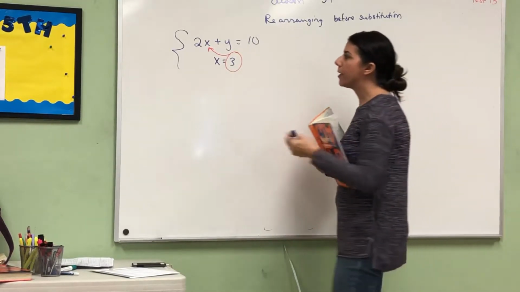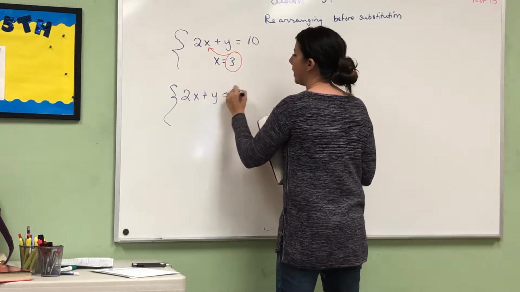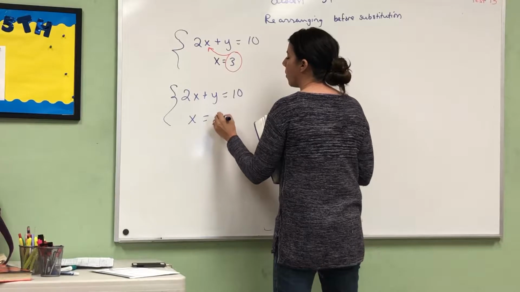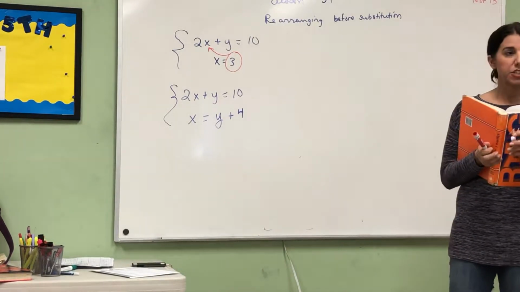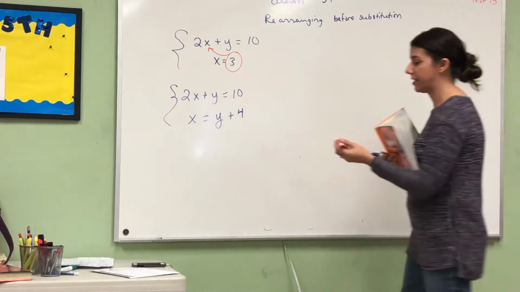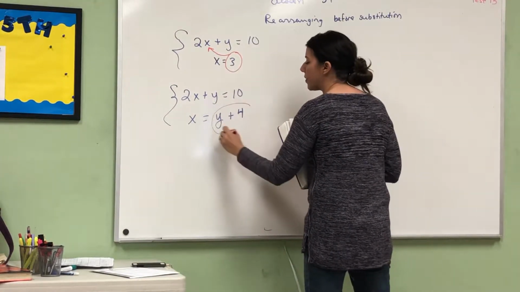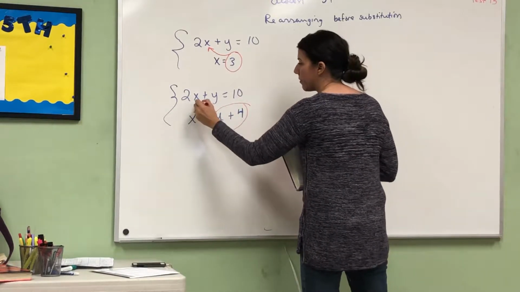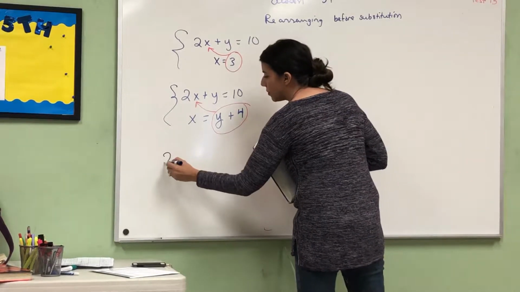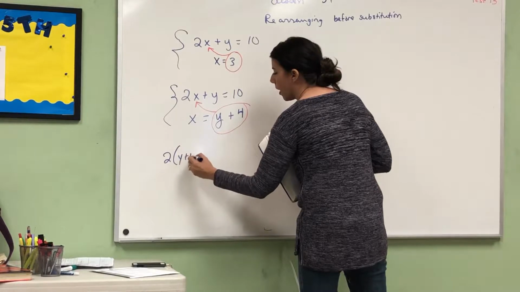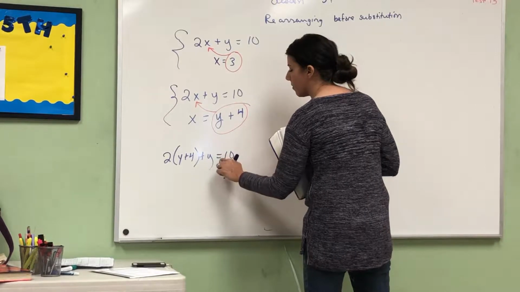No problem. What if I had 2x plus y equals 10, and x equals y plus 4? Still plug it in. I'm still going to substitute, but instead of just plugging in a 3, it gets a little more complicated. I'm going to put this whole expression, y plus 4, in for x. Instead of 2 times x, you'd have 2 times y plus 4. And the good news is we're down to one variable. That was the point, because now we can solve it.